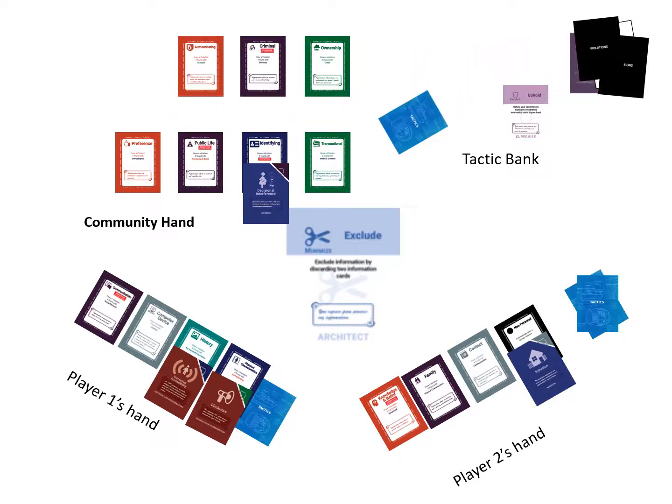Now you notice this sets them up because now that authenticating is free of a violation, they're free to remove that in the next round in order to remove the violation associated with physical characteristics in their hand.